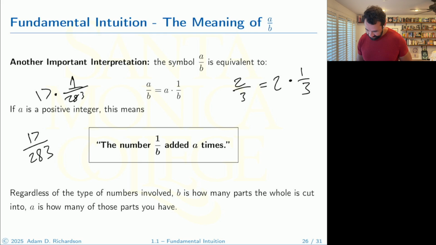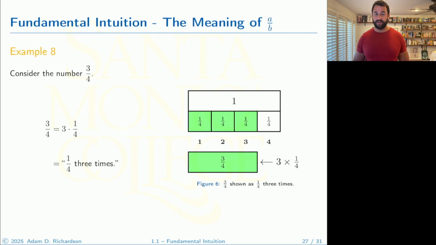There you go. Okay. Now let's look at a strip diagram for this again. Let's think about the number 3/4. Okay, so 3/4, we can interpret it as 1/4 three times. So once again, here's our unit. There's the number one. We're using a strip to represent that. And we're going to cut it into four equal sized pieces. 1/4, 2/4, 3/4, 4/4. Oh, got ahead of myself.